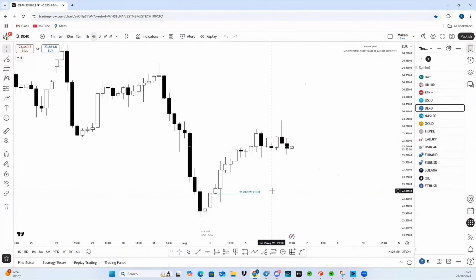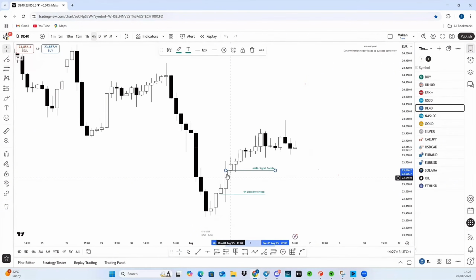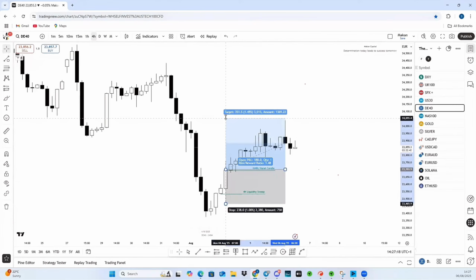So I actually put on there, say once the sweep happened, this then becomes what I call my MMBL signal candle. So I'm waiting for this to close. So once this closes, that gives me confirmation, and then I take the trade again. Again, once this happened, trade entry from here. Okay, targeting a 1-2, targeting this high here.